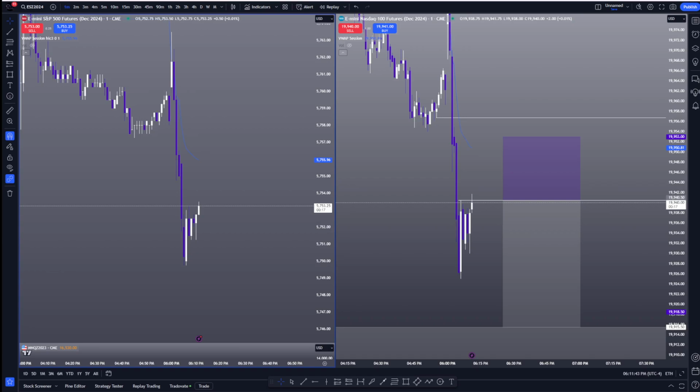Okay, guys, so what am I looking for here? If we're going to inverse this 1 minute SIBI, I'm going to start looking for longs.